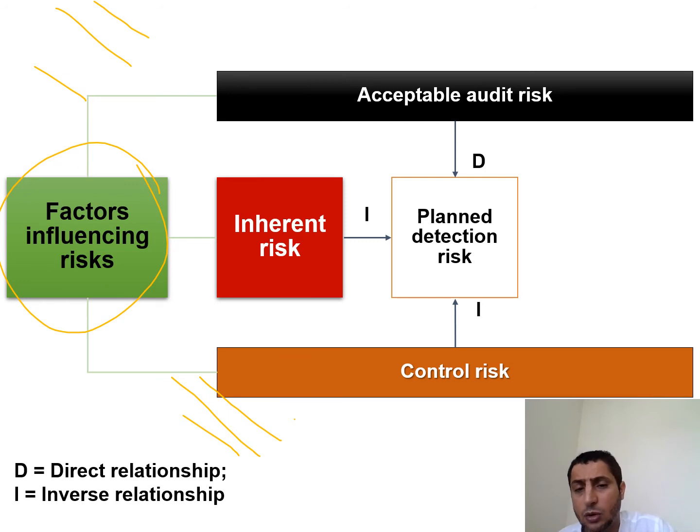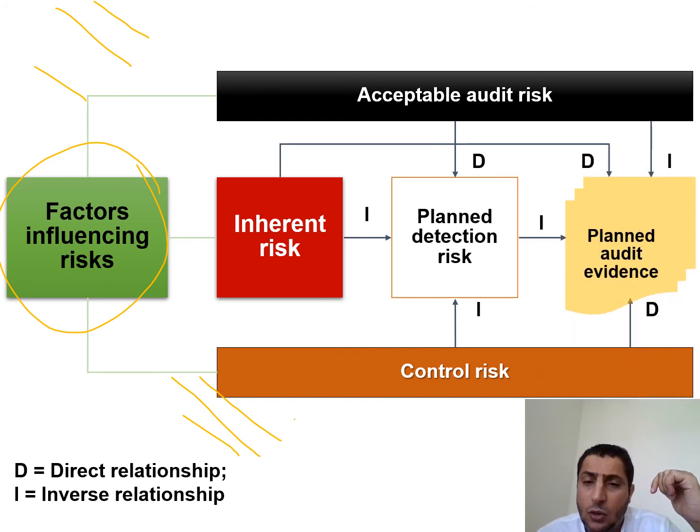But inherent risk and control risk have an inverse relationship. If the auditor, based on the assessment of inherent risk and control risk, finds that control risk is very high and inherent risk is very high, that will lead to a low level of planned detection risk. That goes also to the planned audit evidence. So control risk and inherent risk also have a direct relationship to the planned audit evidence.